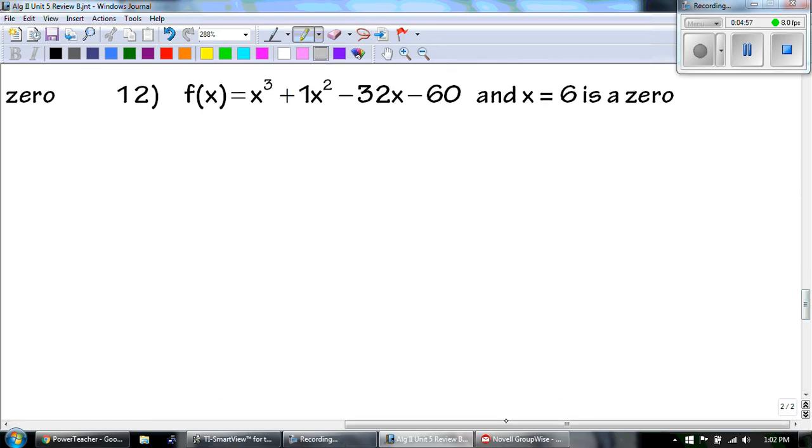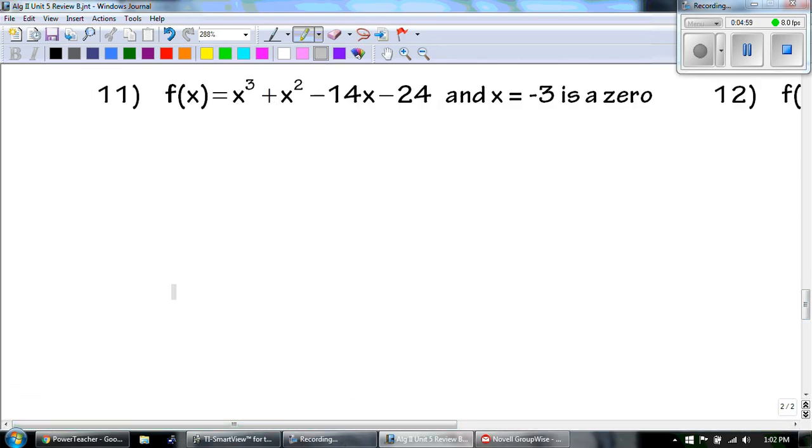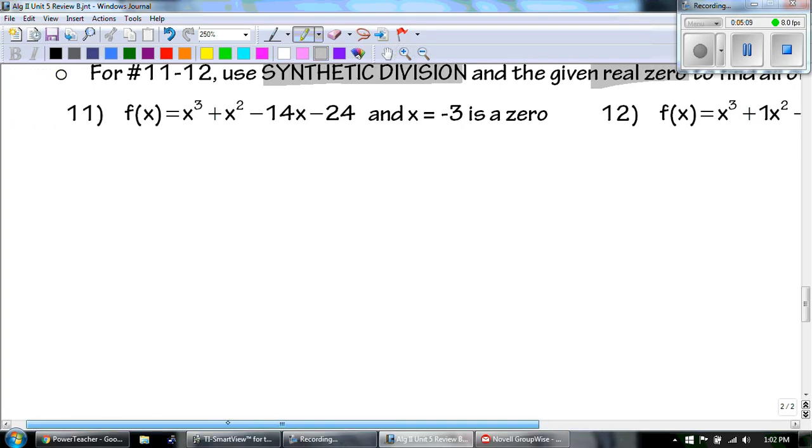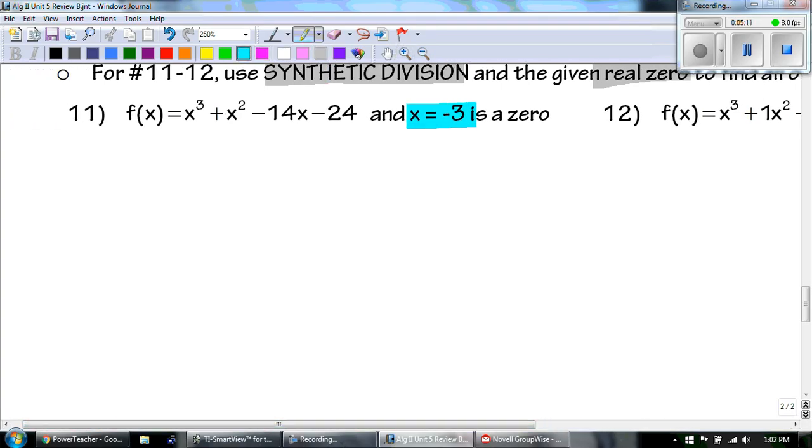All right, number 11. Sorry, directions: use synthetic division and the given real zero. So they're telling me one of the answers. They're saying, hey, one of the answers is negative 3. Find the rest. So when it's telling me that x equals negative 3, this is when it stays the same.